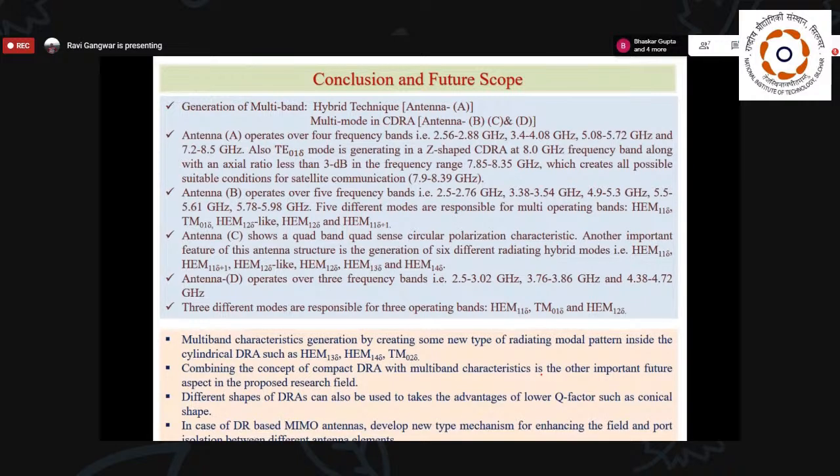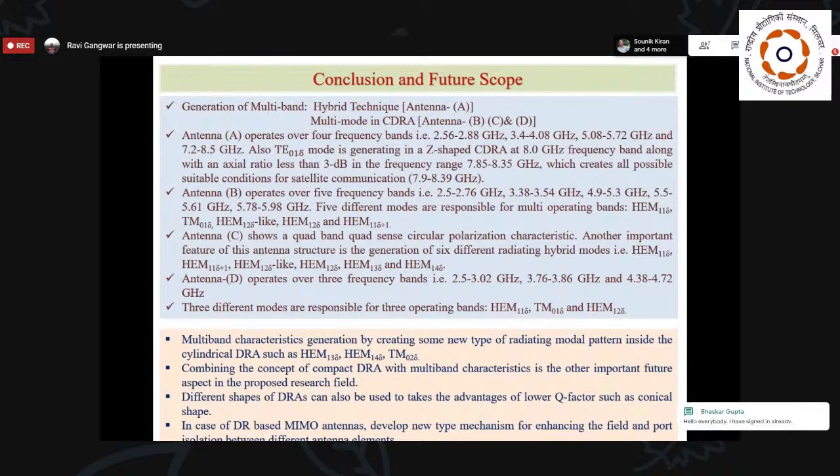So what should be the future scope of this multi-band structure? We can say that multi-band characteristics can be generated by creating new types of radiating mode patterns inside the cylindrical DRA, like the HEM13 delta mode, HEM14 delta mode, TM01 delta mode, or other higher order modes which we have not explored so far. So you can design some unique excitation structures that provide all the necessary conditions to generate these higher order modes. And if you are able to generate these higher order modes, that means you are able to create a multi-band structure. Or we can go for combining this multi-band structure with compactness, which is another aspect of future antenna research.